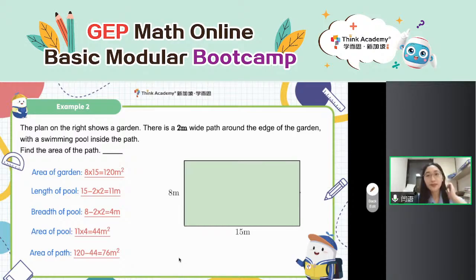Okay. So you see, what is the logic to solve such a question? Firstly, you need to figure out the total. That is a big rectangle. And then I just remove the small rectangle in the middle. So I need to subtract it. Altogether, 120 minus 44. This is the last step. Okay. Yes. Any question here? Is it hard? Easy or hard?